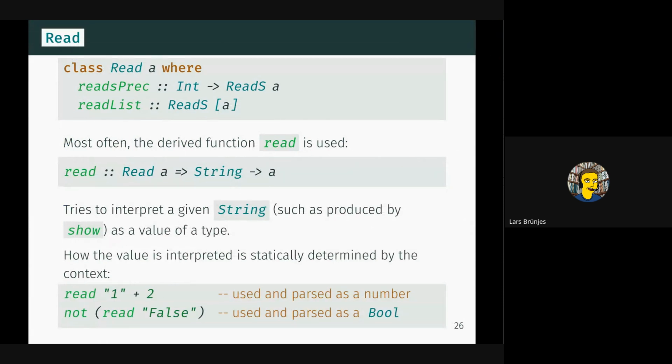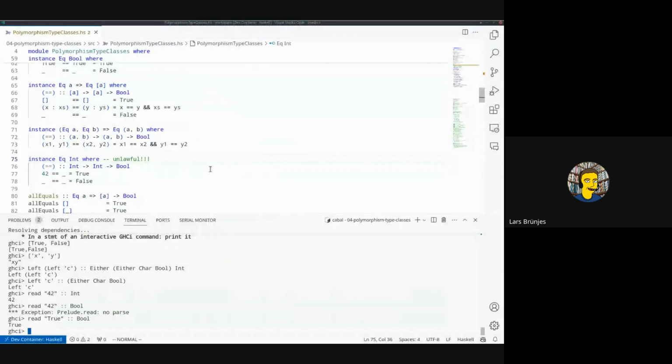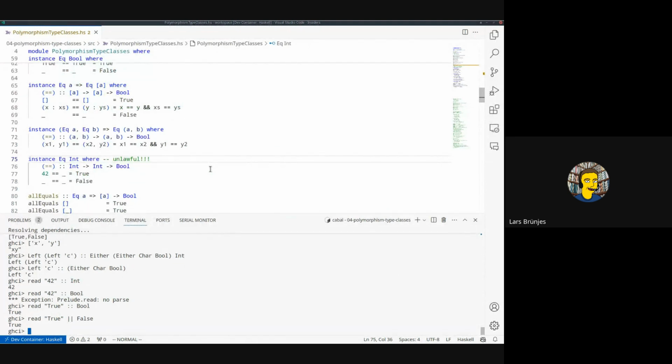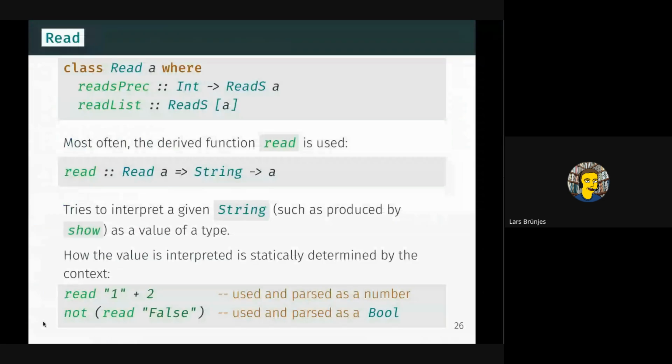Right, and I had to give annotations here, but I don't always have to. For example, in this case the compiler can figure out automatically that I want a Boolean because I am using logical disjunction, and it knows that the first argument must be of type bool. So it can automatically infer the type here.